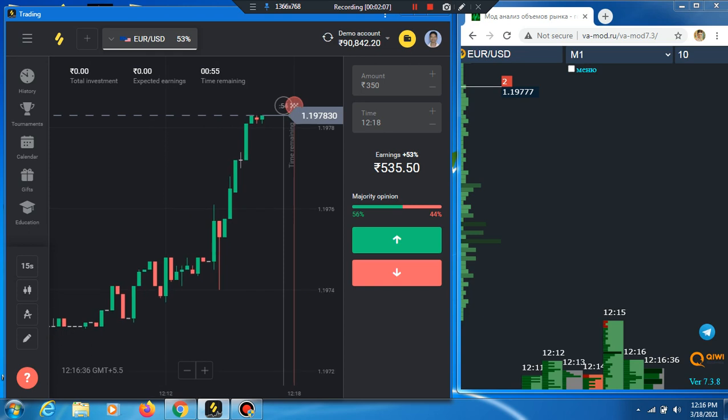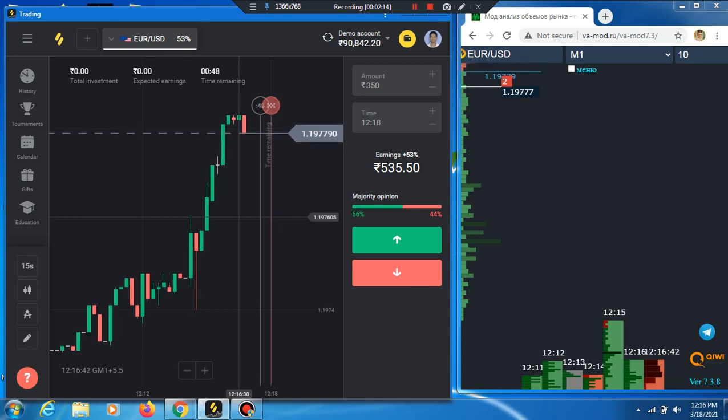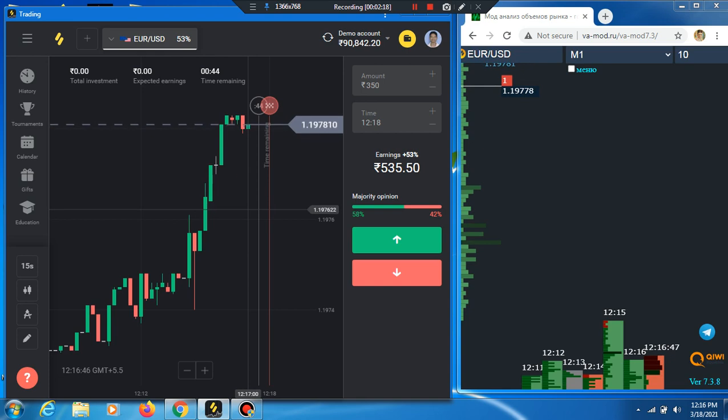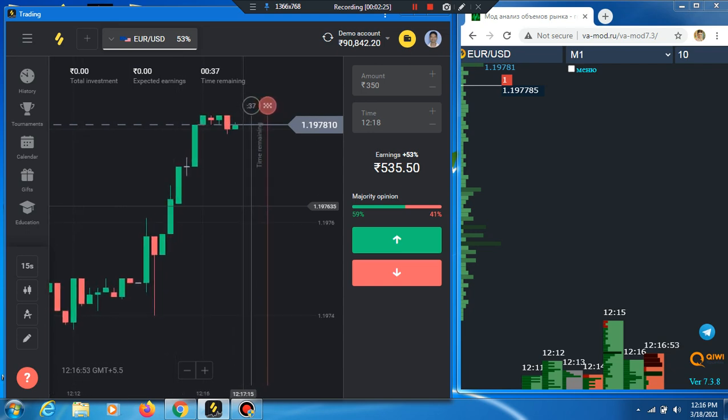To use this market profile very well, you have to understand price action: how to use price action in different waves, different market structures, and market consolidation areas like this. You have to understand this first.